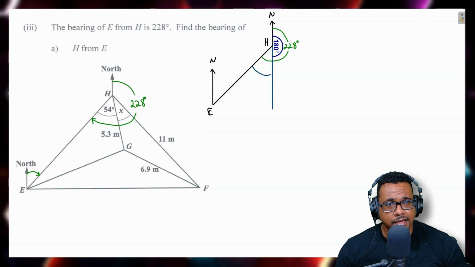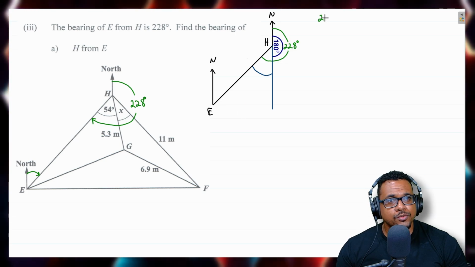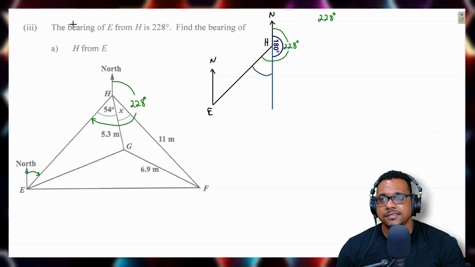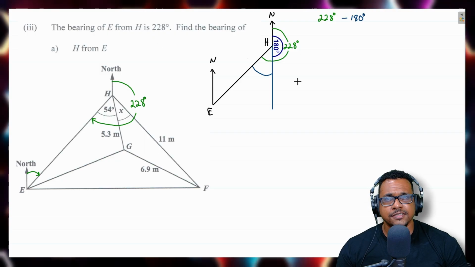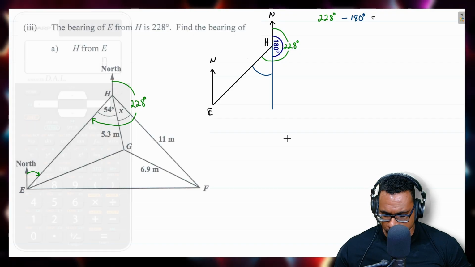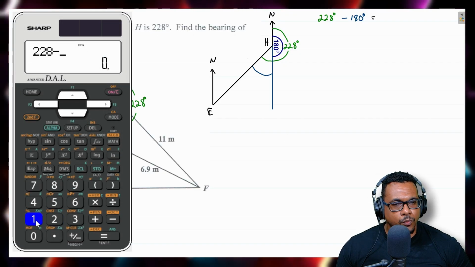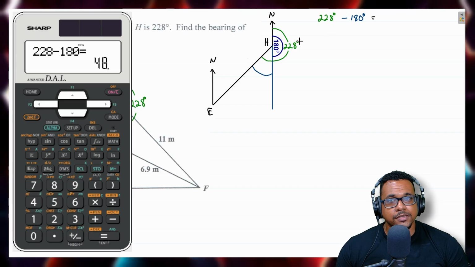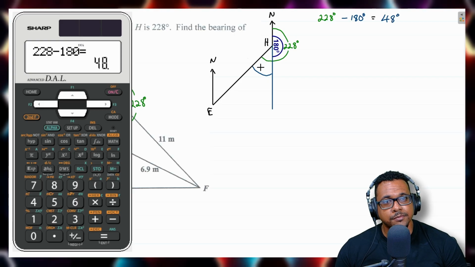This angle here, I would simply take away 180 degrees from this 228. So 228 degrees take away 180 degrees is equal to, all right, 228 take away 180, and we get 48 degrees. So this here is 48 degrees. That means inside of here is 48 degrees.